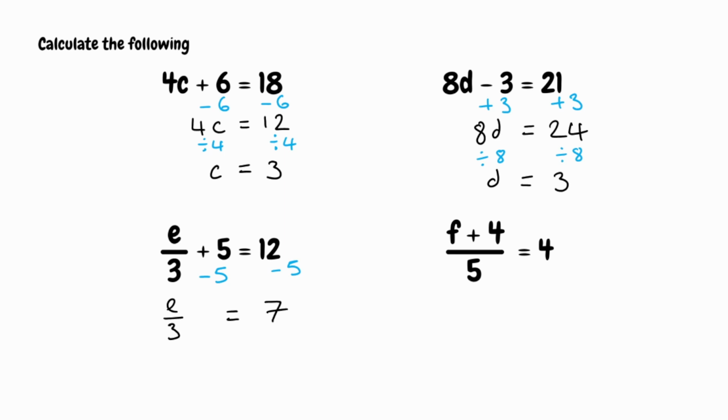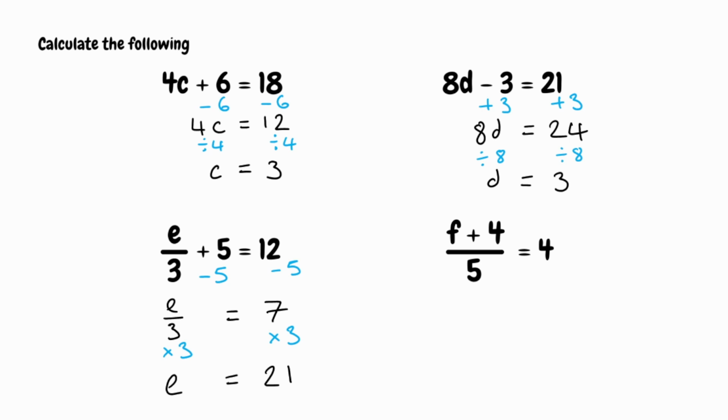So now on the left we have e divided by 3. So to get e on its own, we have to do the opposite of divided by 3, which is times by 3. So I'm going to times the left-hand side by 3, which means I also need to times the right-hand side by 3. So e divided by 3, we then multiply by 3 to give us e all by itself, is equal to 7 multiplied by 3, which is 21. So e is equal to 21.